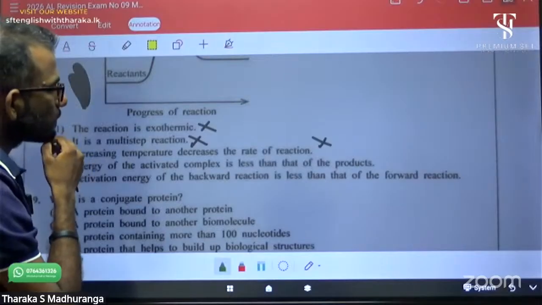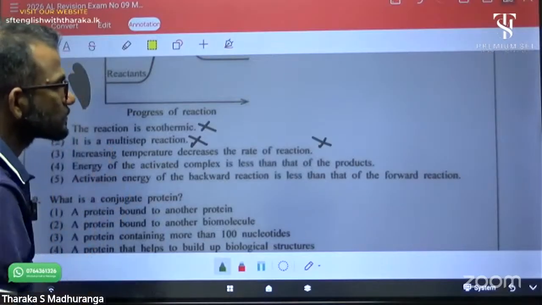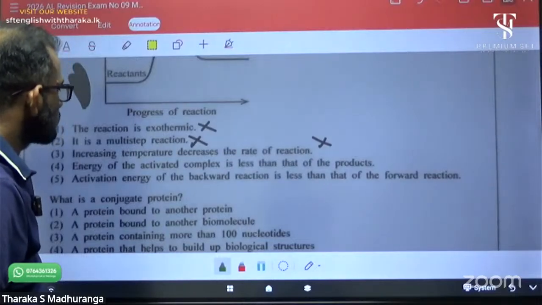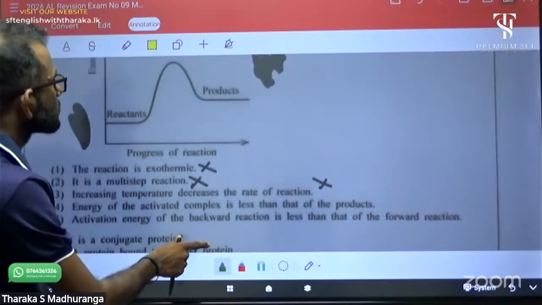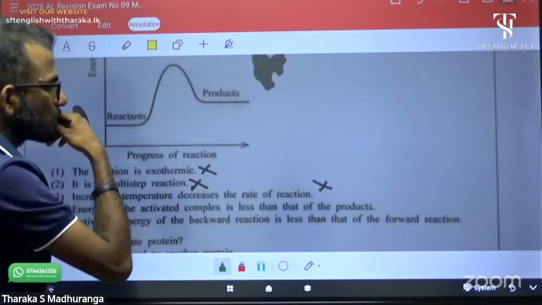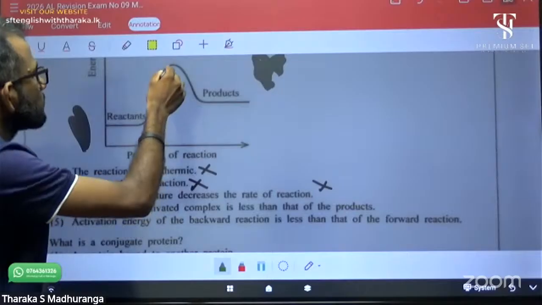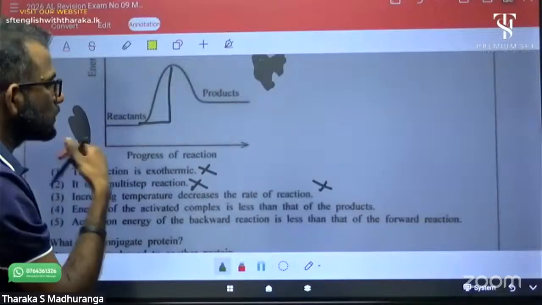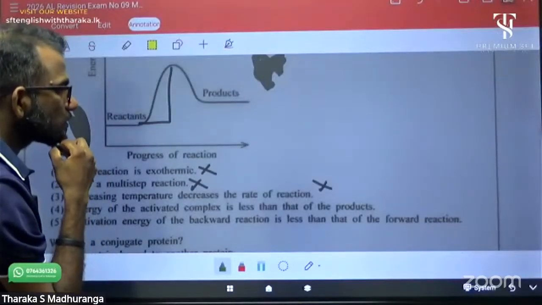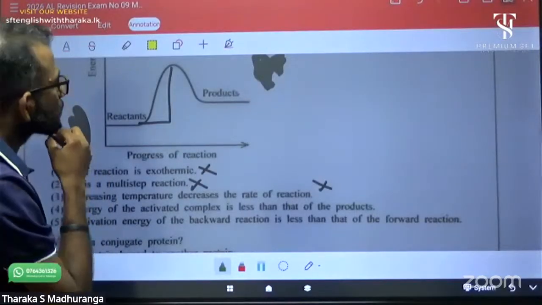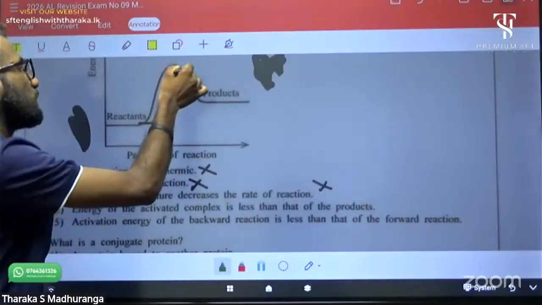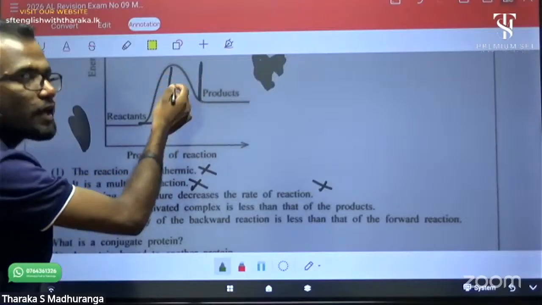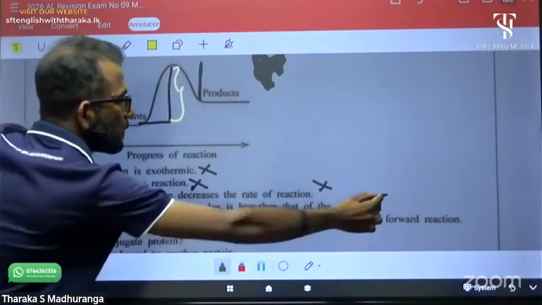Energy of the activated complex is less than the product energy. The activated complex means this energy level, right? That means the activation energy is less than the product energy? No, it is greater than. Product energy is only at this level, but the activation energy is greater than that, not less than.